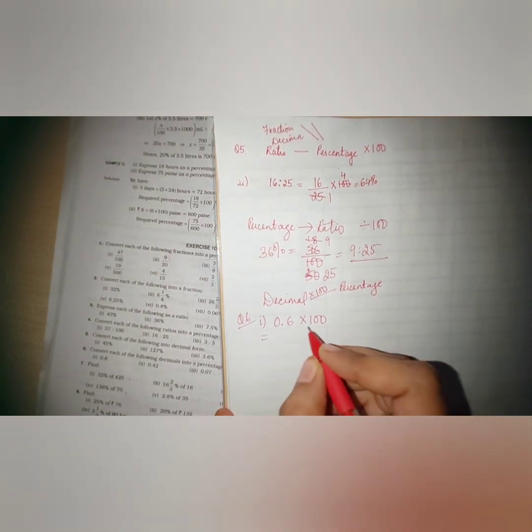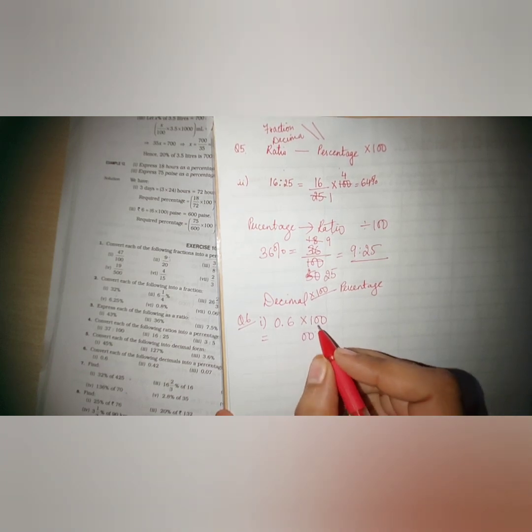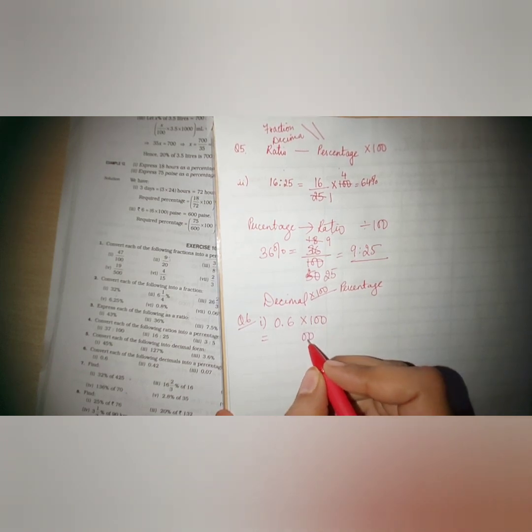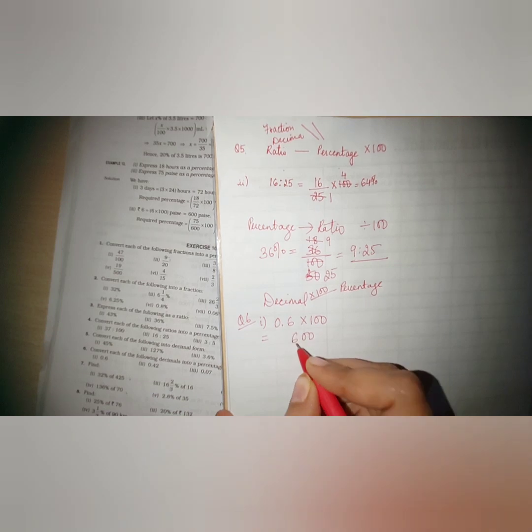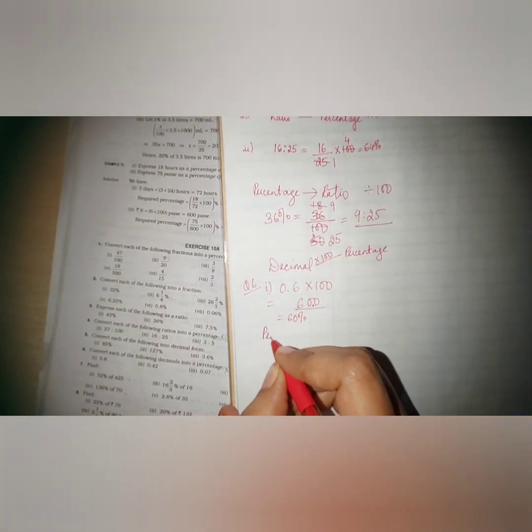Okay, how do we multiply these numbers? We take the zeros first in the answer. 2 zeros are there, we'll put 2 0. 1 into 6, 6, and then we count how many digits before we have a decimal point? 1. So in the answer, before one digit we'll put the decimal point. Answer is 60%.